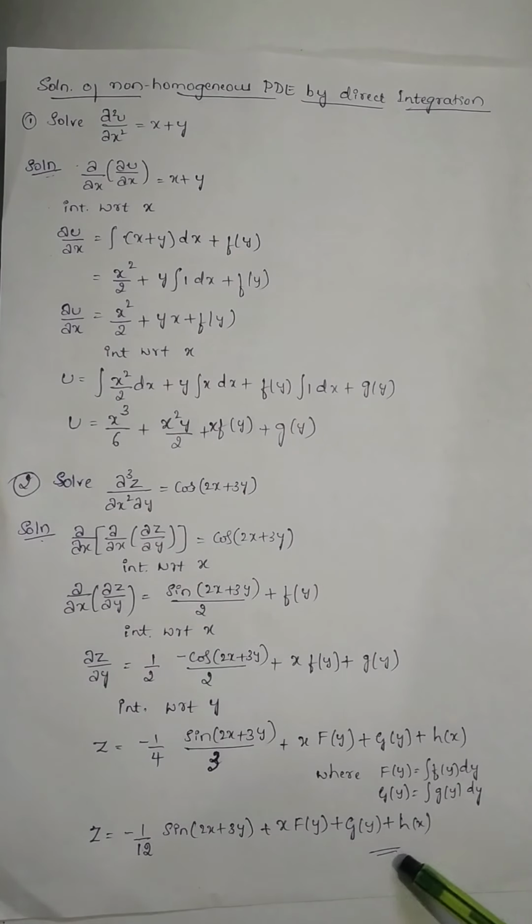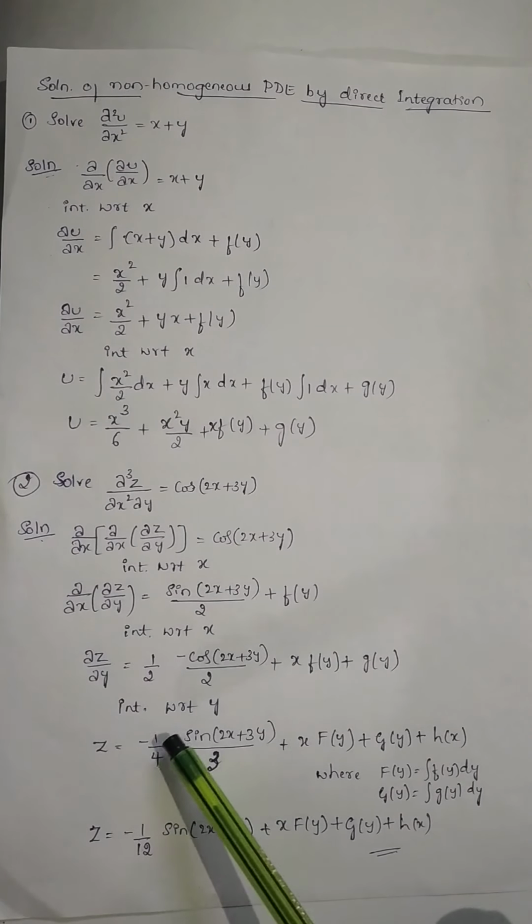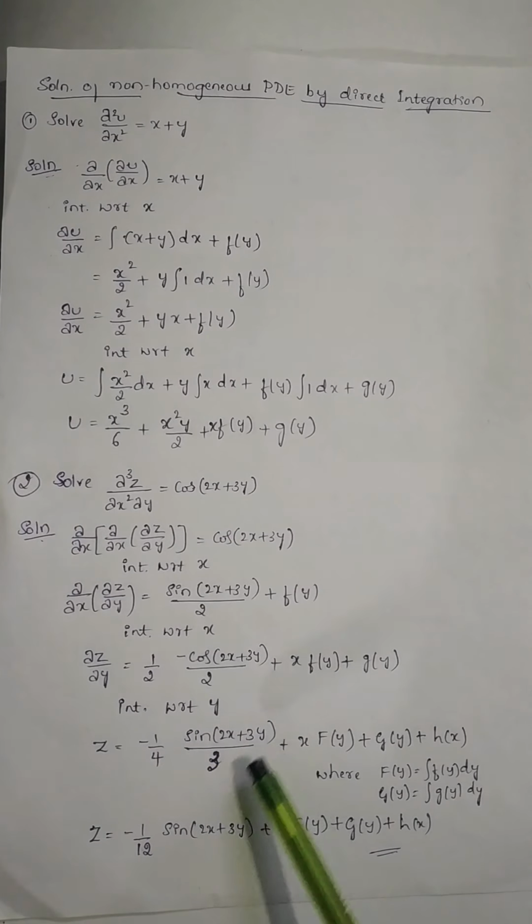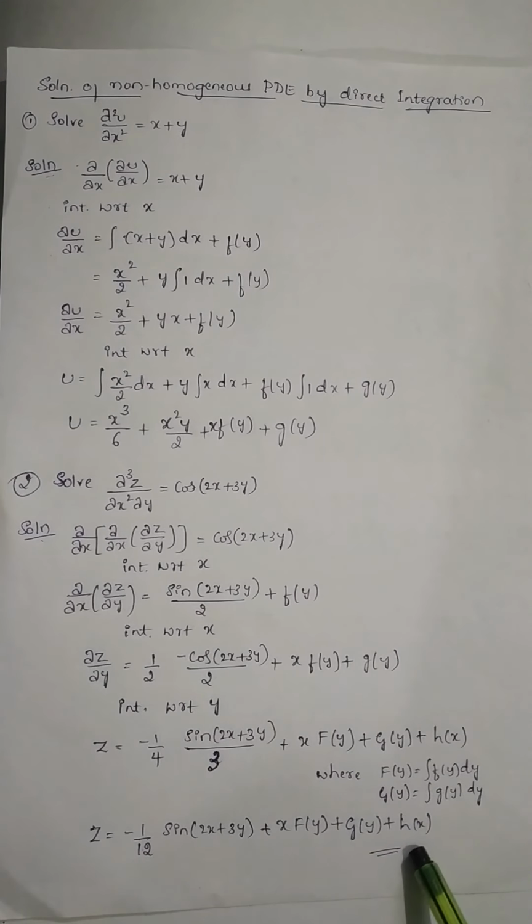Finally, writing the solution for z after simplification. So z will be minus sine of 2x plus 3y divided by 4 times 3, which is 12, plus x into F of y plus G of y plus h of x.